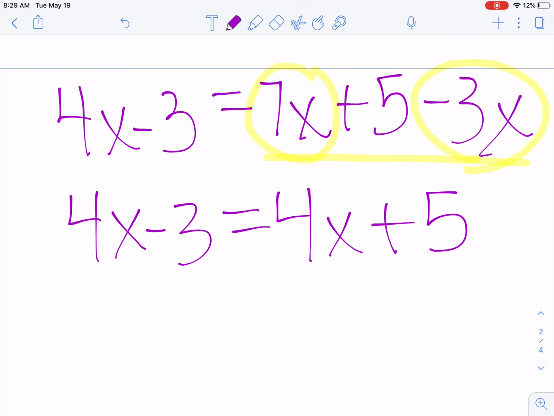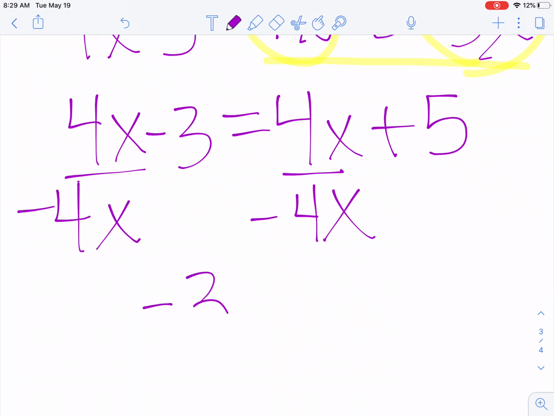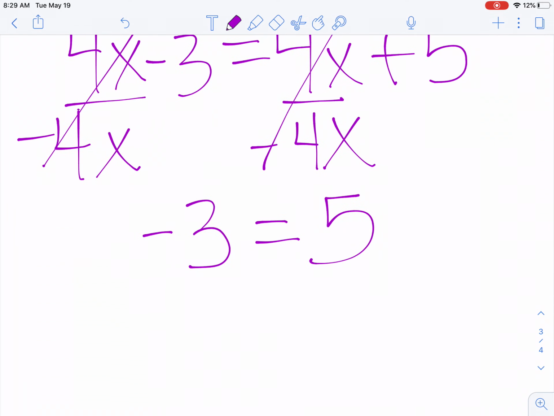So I'm hoping you're noticing something, that there's a 4x on both the right and the left. So when I go to subtract the 4x, what is going to happen? If I subtract the 4x here, I also have to do it on the left side of the equal sign. So what am I left with? Negative 3 equals 5. These would cancel, these would cancel. Is negative 3 equal to 5? No, never. They are not equal.